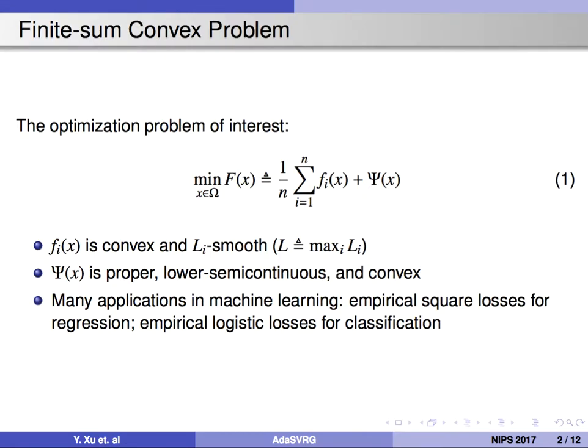In this paper, we consider the finite sum optimization problem where f(x) is convex and L-smooth, and g(x) is proper, lower semi-continuous and convex. There are many applications in machine learning for this finite sum problem, for example, empirical square loss and empirical logistic loss.